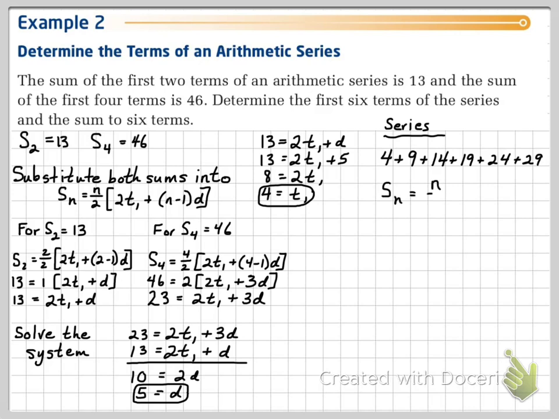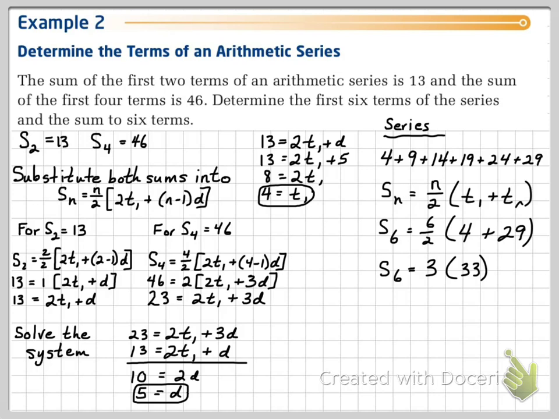And using our equation where we know the first and last term, Sn is equal to n divided by 2 times T1 plus Tn, the first term plus the last term. Now that we know the first term and the last term, we don't have to use that big ugly equation. We can use the short one. And you get the sum of the first 6 terms is 6 divided by 2 times the first term 4 plus the last term 29. Again, you're going to get the sum of 6 terms is 3 times 33, or 99.